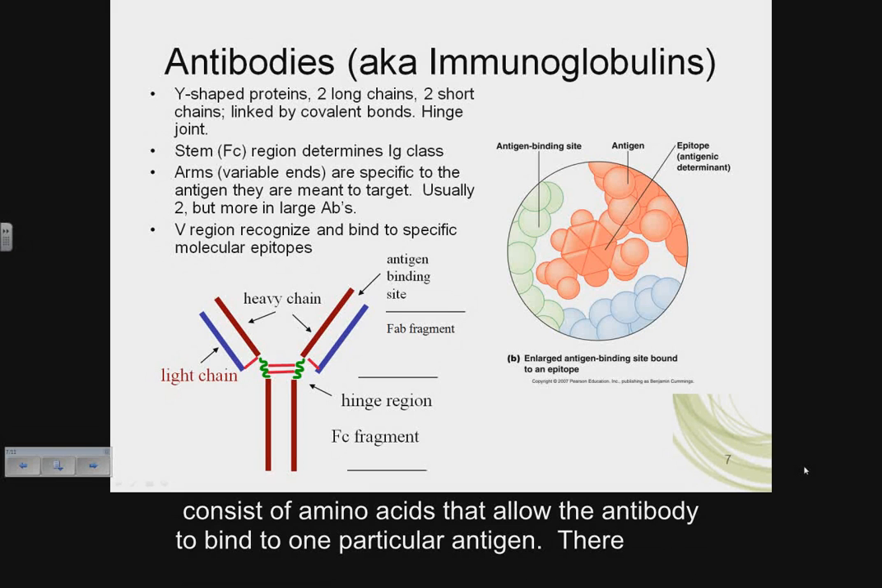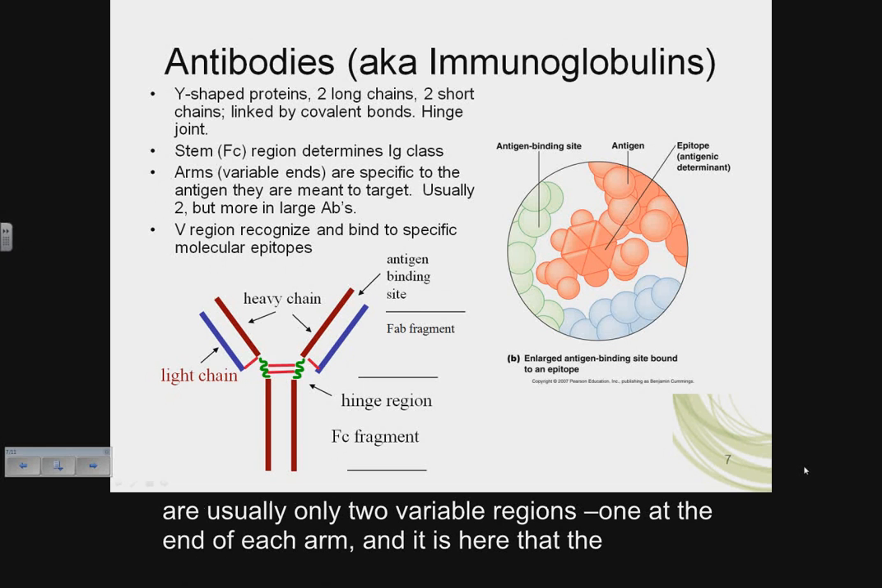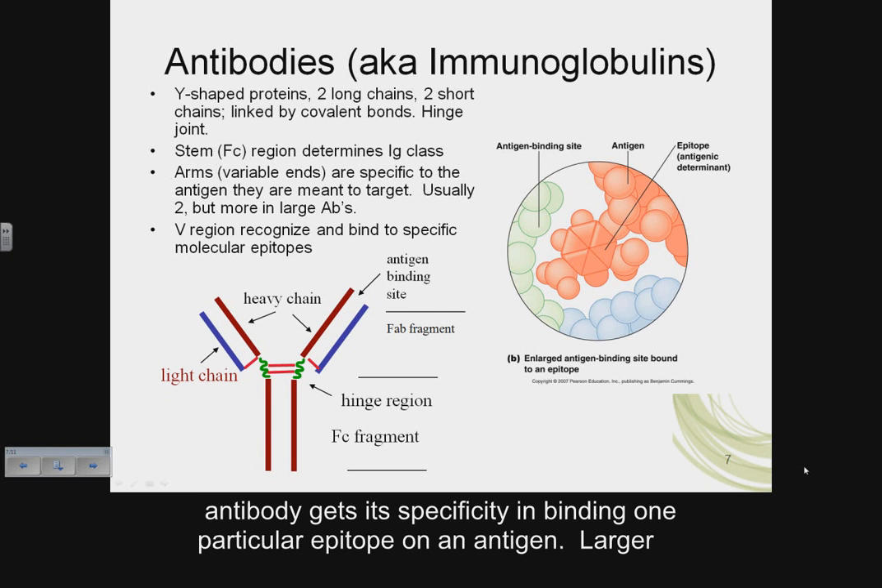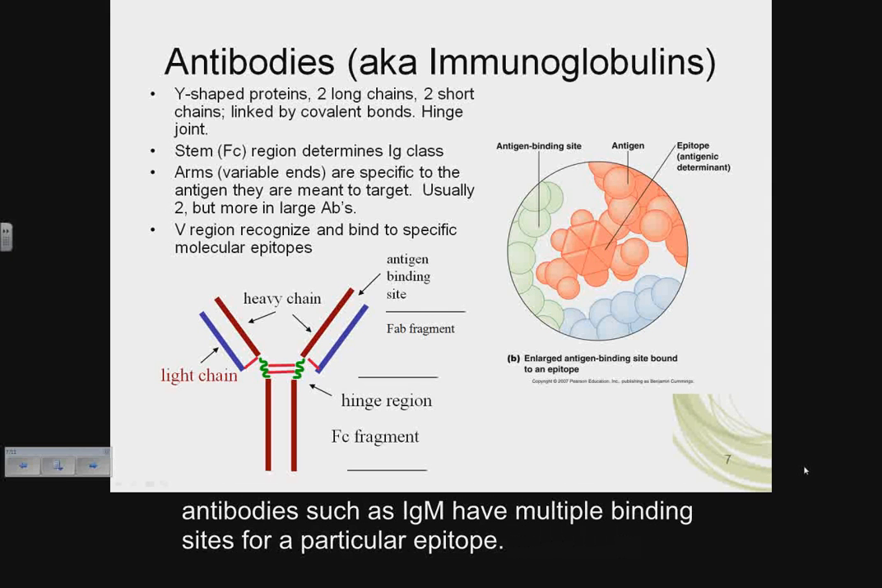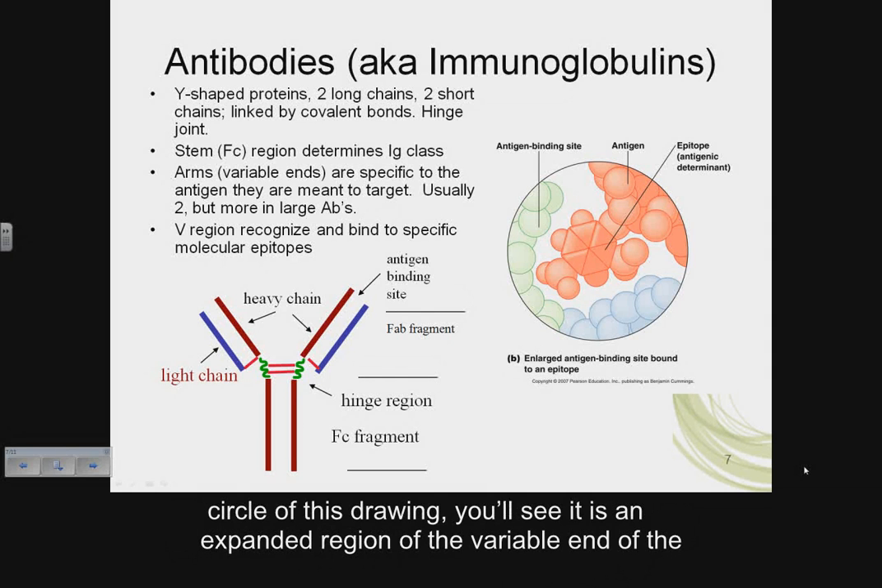The arm regions that project outward from the stem consist of amino acids that allow the antibody to bind to one particular antigen. There are usually only 2 variable regions, one at the end of each arm, and it is here that the antibody gets its specificity in binding one particular epitope on an antigen. Larger antibodies such as IgM have multiple binding sites for a particular epitope.